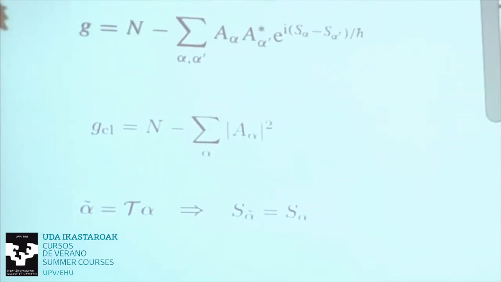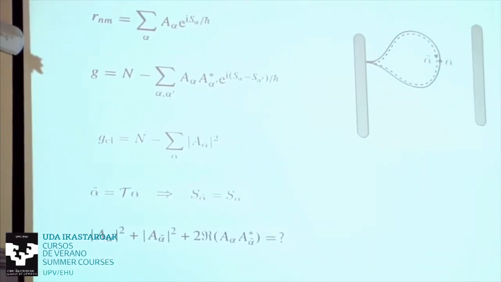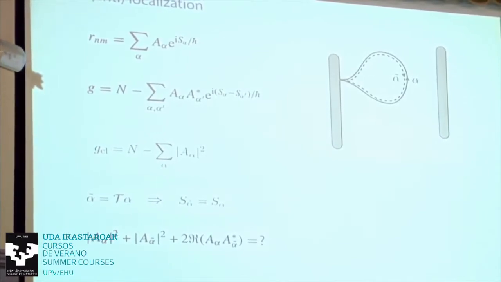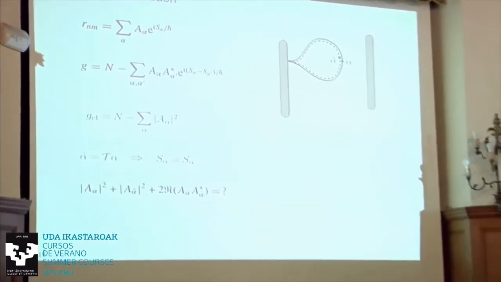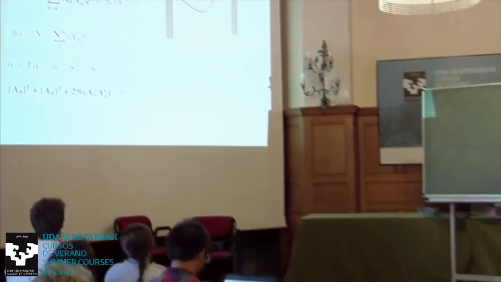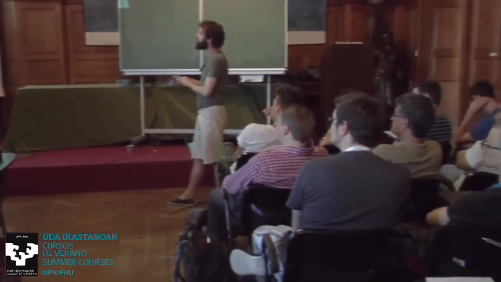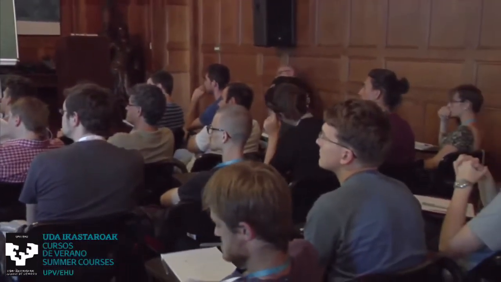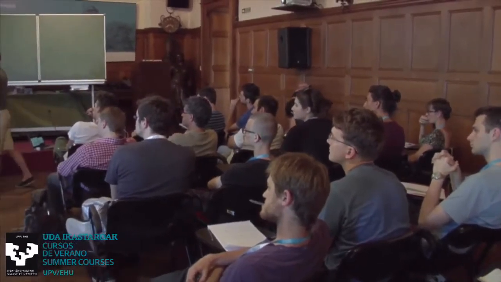Okay. But that means that once I plug that in, I get A alpha squared. I'm now only looking at the contribution of these two paths to this sum. I get A alpha squared, which is coming from one path, and A alpha squared, which is coming from the time reverse of that path. So these are the two contributions that go into the classical conductance. And then I get 2 times the real part of A alpha tilde star. Now, what is this?